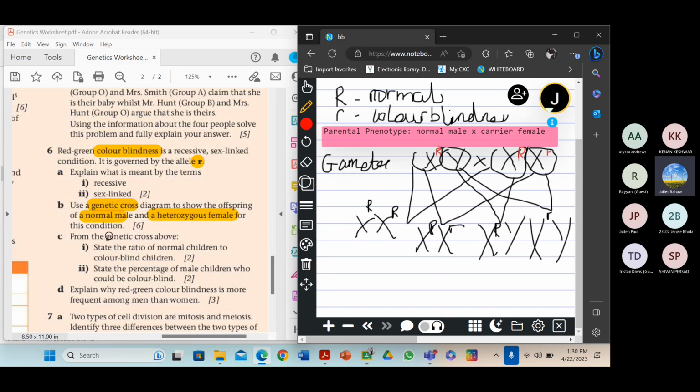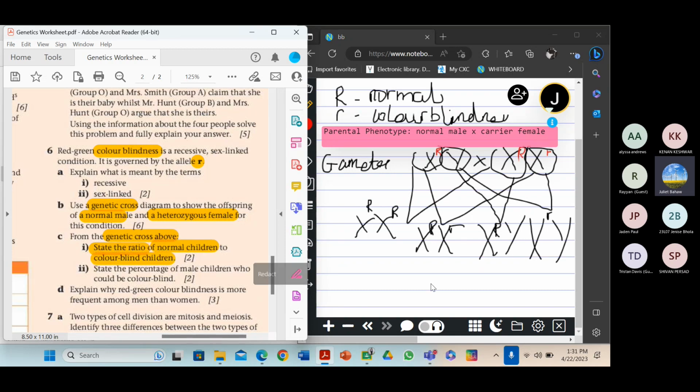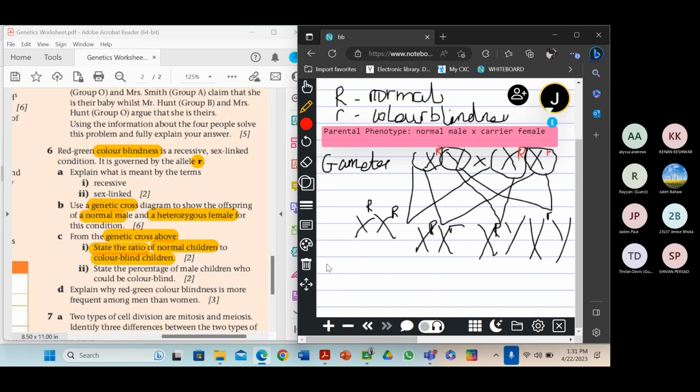Now from the genetic cross, state the ratio of normal children to colorblind children. So I want you now to tell me what is the ratio. Colorblind to normal.